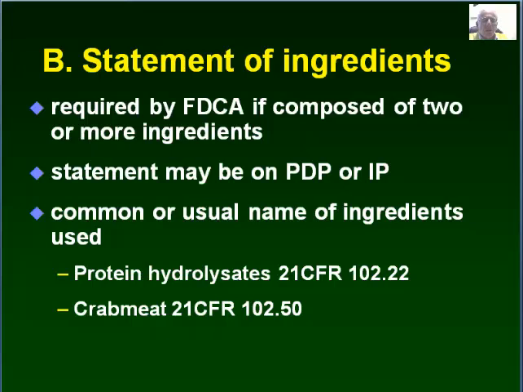And a couple examples: protein hydrolysate is sometimes used, and that's defined as what it is under 21 CFR 102.22, and then crab meat as well is defined in the Code of Federal Regulations in 21 CFR 102.5. So if you go to 21 CFR 102, you can find a list of the common or usual names of ingredients that may be used in food products, and the ingredient statement needs to include those as they're defined in those regulations.